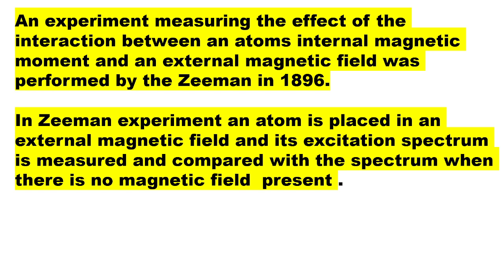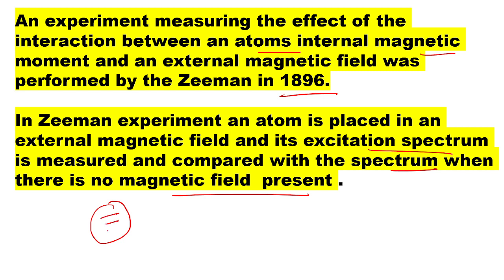An experiment was conducted by Zeeman in 1896, where he studied the interaction of the atom with the magnetic field. During this interaction, he saw an excitation spectrum formed under the magnetic field, and when he compared it with the spectrum when there is no magnetic field, he saw a huge difference. What was the difference? When there is no magnetic field on the atom, let's say there are three spectral lines, and then there is another spectrum of that particular atom, which we initially measured when there was no magnetic field.